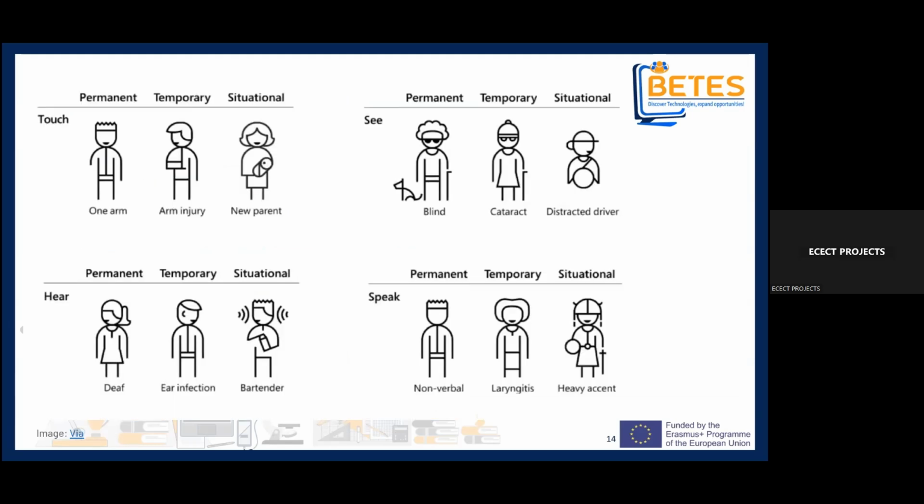And here we can see what I mean by that. So we have different types of disabilities. It's either permanent, temporary, or situational. And of course, it varies with touch, sight, hearing, and speaking. You want to make a product or a website or whatever you're doing to be able to fit all of those scenarios. Not only because it's ethical to include all of these people, but also you will have higher success, higher sales, and so on.